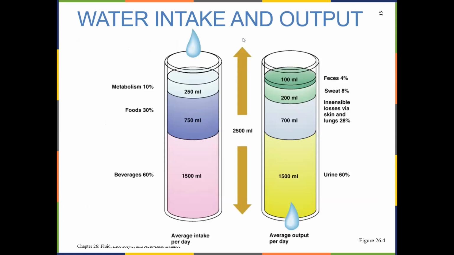So there's our comparison right there of urine and water intake. We take in directly about 1.5 liters through coffee, tea, Cokes, water, whatever, and we pee out about 1.5 liters. The rest of it is input and output from metabolism and from food, and over here, insensible losses through the skin, through the lungs, sweat, and feces.